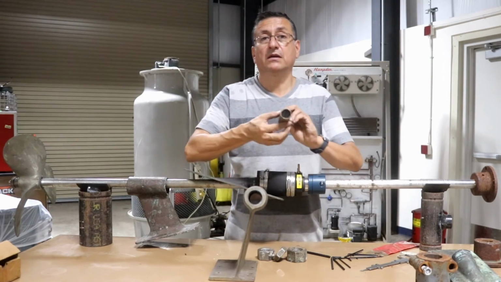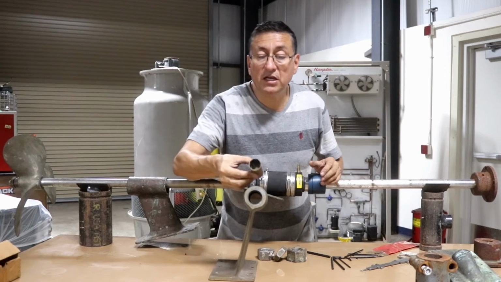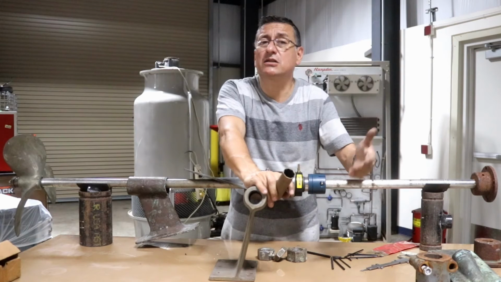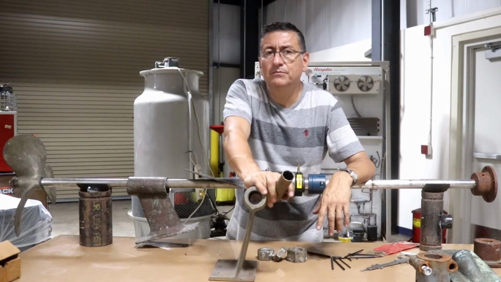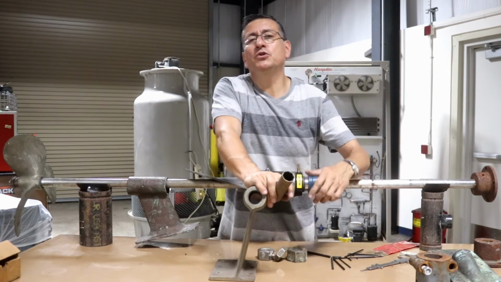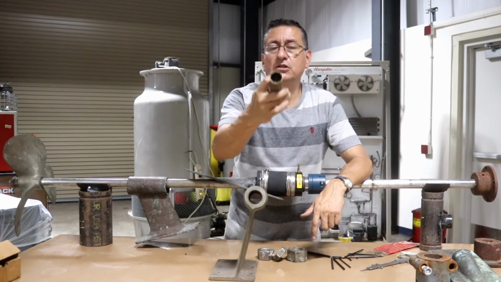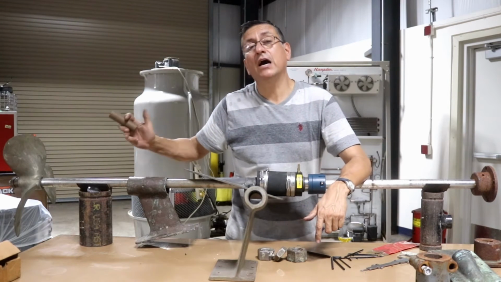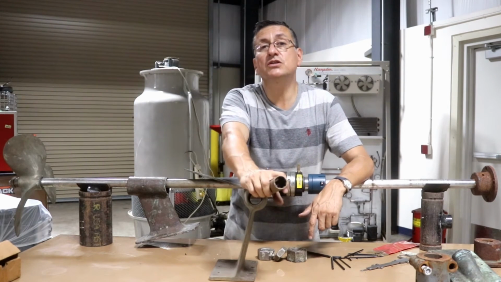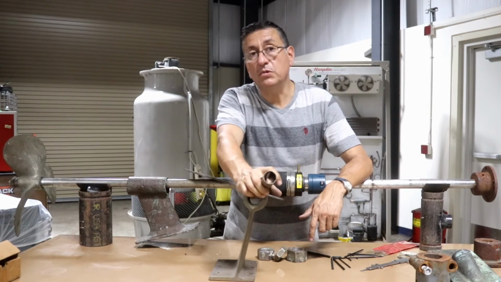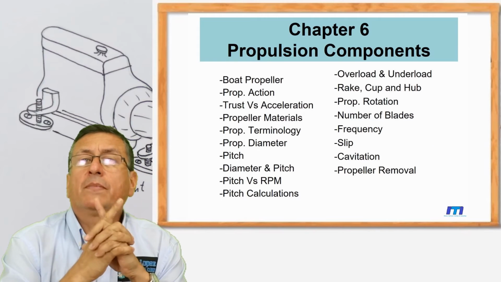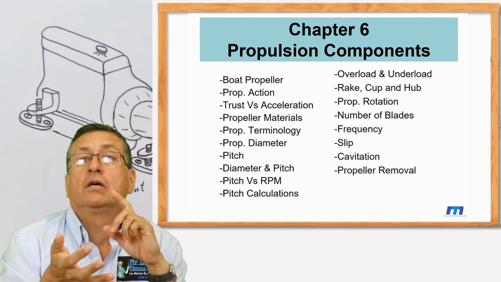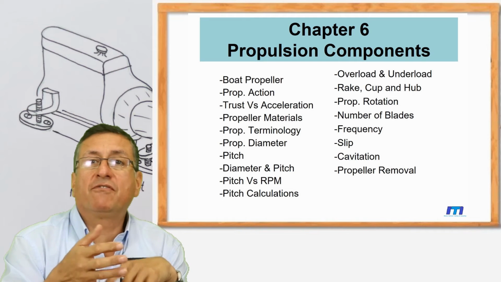The cutlass bearing is part of the strut. The cutlass bearing should be replaced every 15 or 20 years. It's not common to replace it. Probably you change the boat and you never need to replace the cutlass bearings. But when the play between the shaft and the strut is more than 3/16 inches, the cutlass bearing should be replaced.